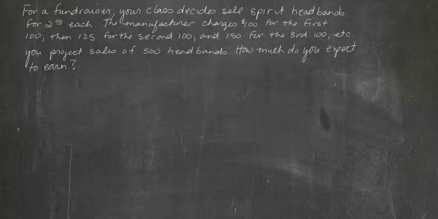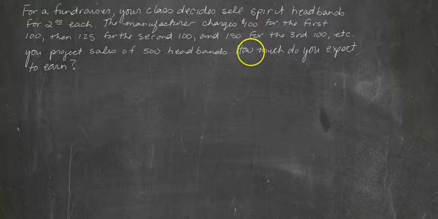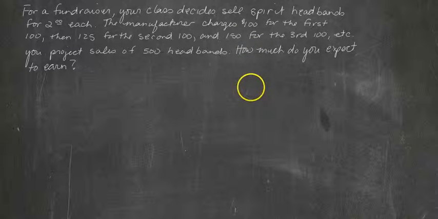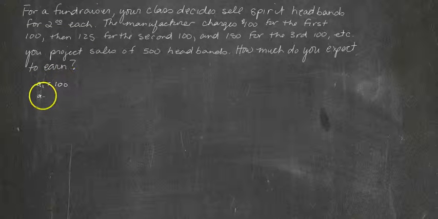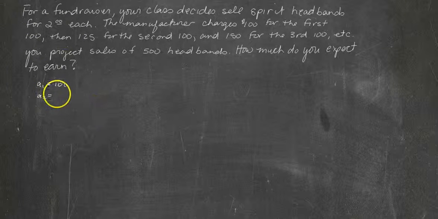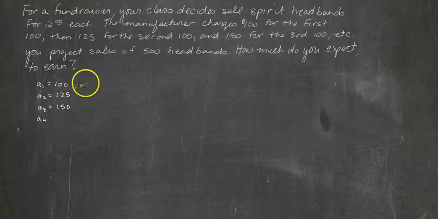How much do you expect to earn? Okay, well, let's put this together. So clearly we have iterations because the manufacturer is charging you one price for 100 and then incrementing up another price for the second 100, and incrementing up another price for the third 100. So let's say a sub 1 is $100. A sub 2, the second iteration, would be $125. A sub 3 is $150. And then the fourth one, you can imagine because it says etc., we can see pretty clearly here that we have a common difference of 25.